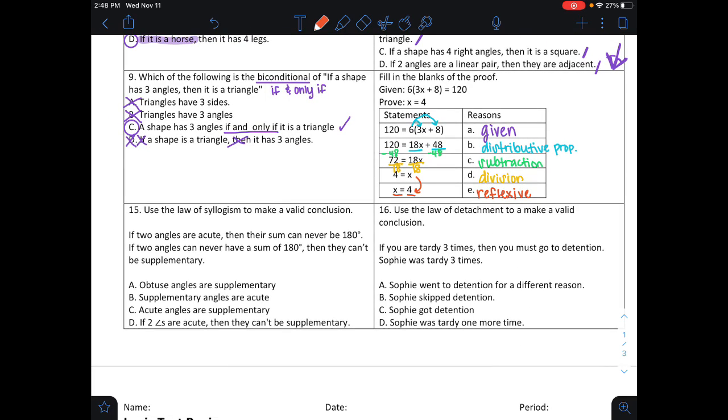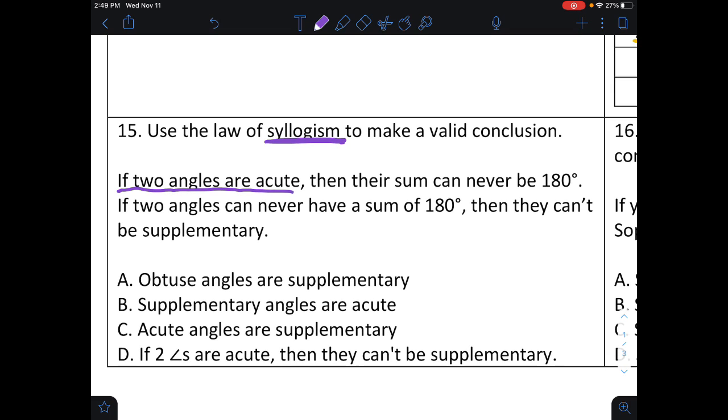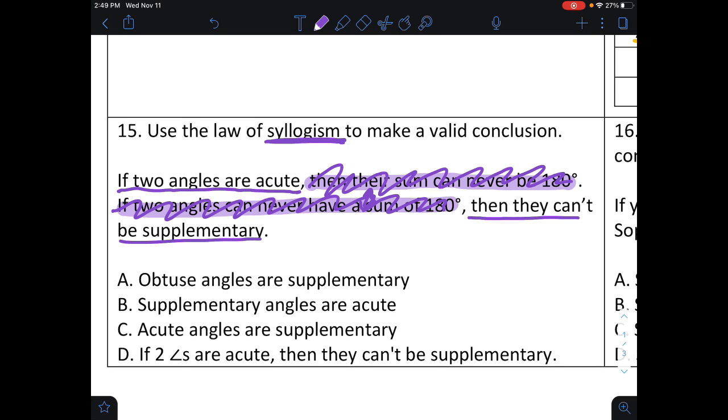All right, next problem. These are a little out of order, sorry. Use the law of syllogism. Okay, syllogism means same, to make a valid conclusion. So if two angles are acute, then their sum can never be 180. If two angles can never have a sum of 180, then they can't be supplementary. So don't forget, you cut out the middleman for syllogism. So both of these say the same thing, so cut it out. And now what are you left with? If two angles are acute, then they can't be supplementary.